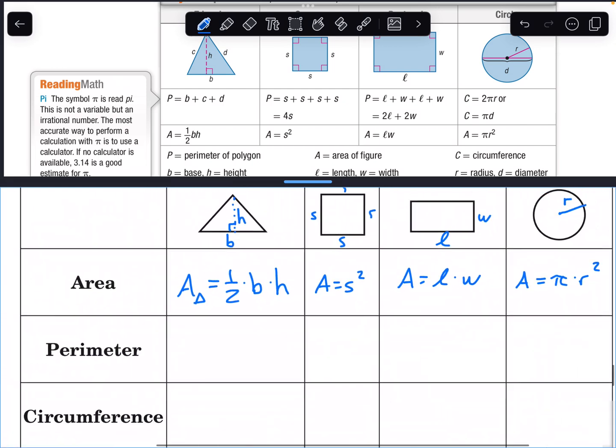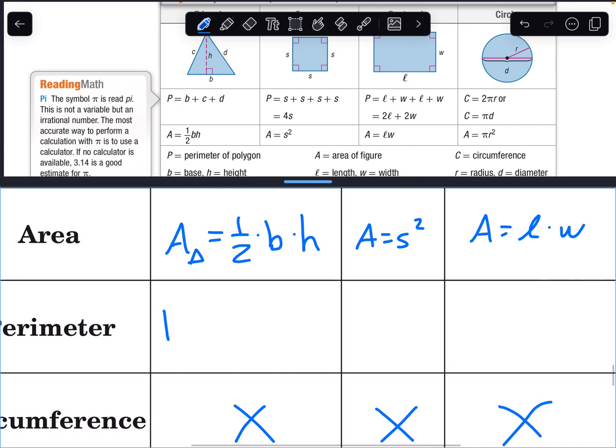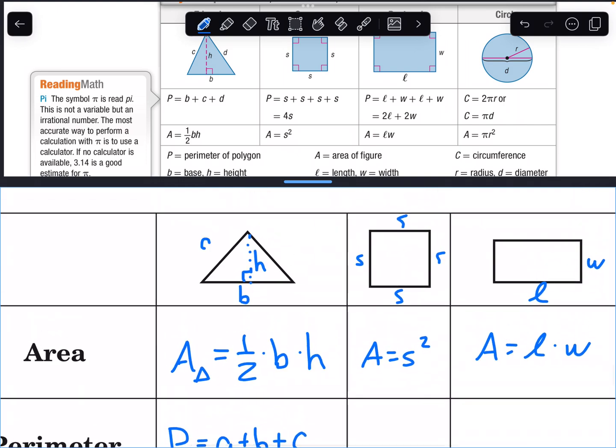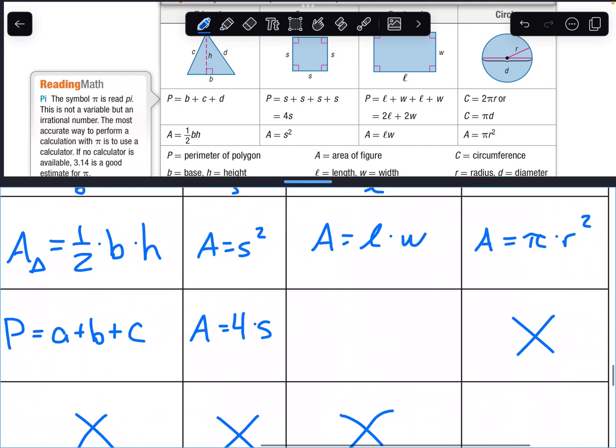The next line, perimeter and circumference. Well, only the circle has a circumference, and its circumference is in place of its perimeter. So the perimeter of the triangle, A plus B plus C. I guess I got to label these other sides, A and C there. The square has all four of the same sides, S. Hold on. Not A. Perimeter starts with a P.